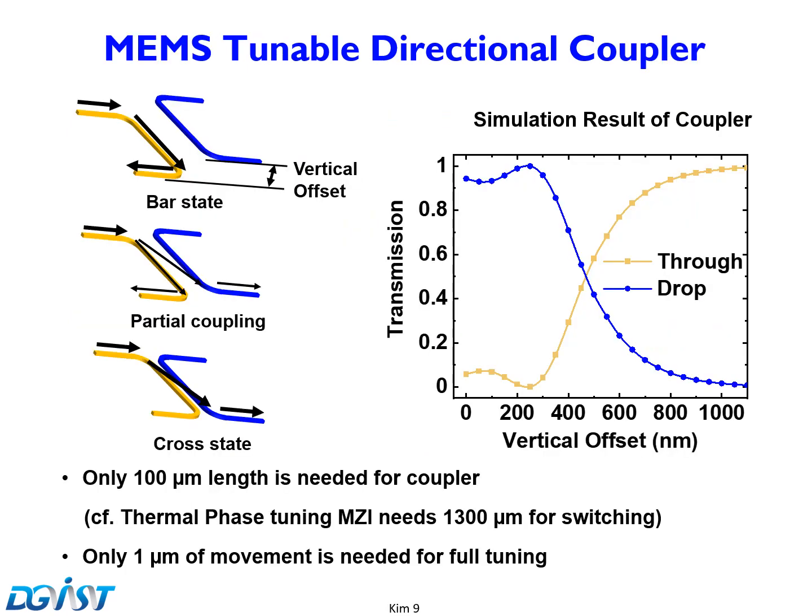The right figure shows the simulated response of the tunable directional coupler. We can change the coupling ratio from 0 to 100% analogically by changing the vertical displacement of the MEMS actuator. The length of the coupler that we use is 100 micrometers, and by changing only 1 micrometer of vertical displacement, we can have full tuning.